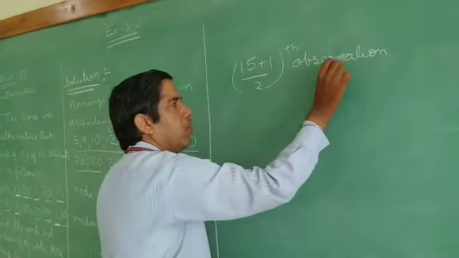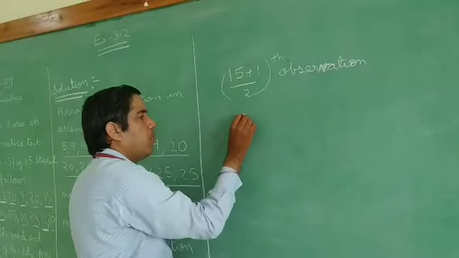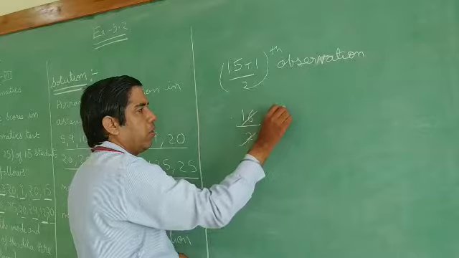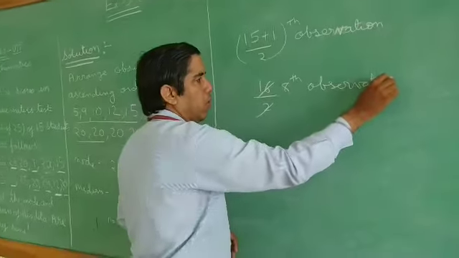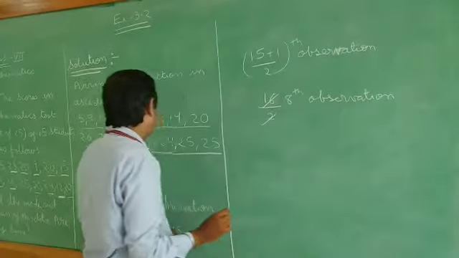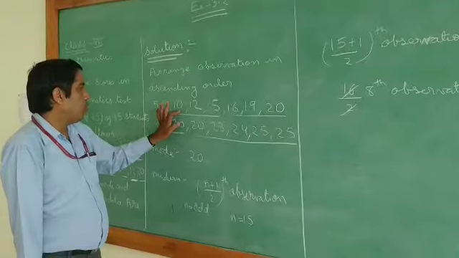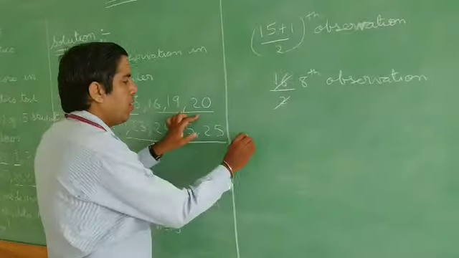It is observation. So 15 plus 1 by 2 comes 8th. 8th observation. Right? So the 8th observation count here, which one comes here? 1, 2, 3, 4, 5, 6, 7, 8. So what is the median?